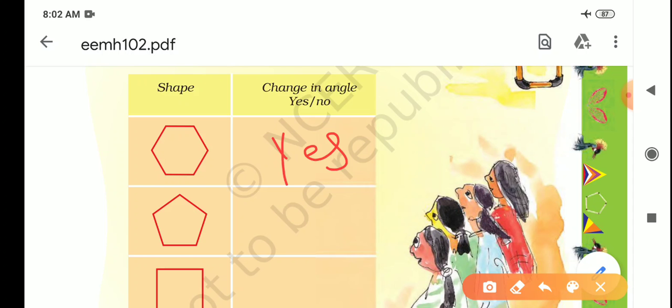In next figure also, second figure, there also will be change. If we push down this pentagon figure, there will be change in the shape. So we will write here yes. After that, square is given. If square figure is also pushed down with the tip of your finger, there will also be change in the figure. So we will write here yes.